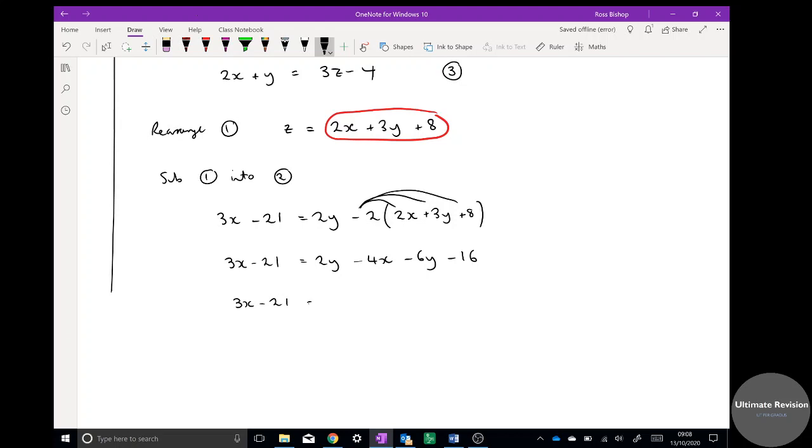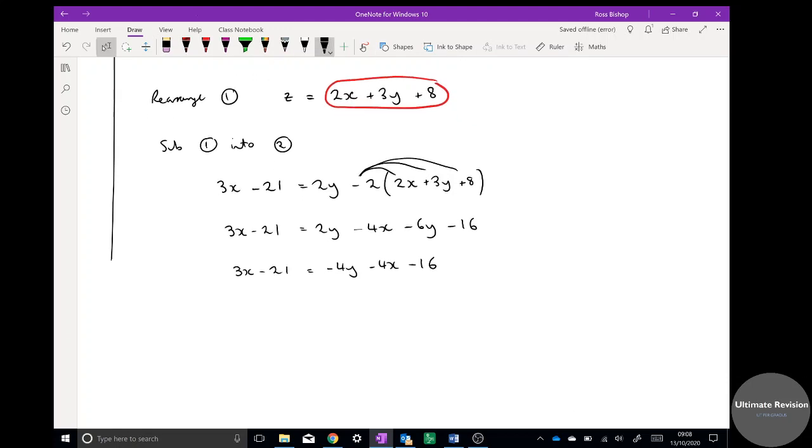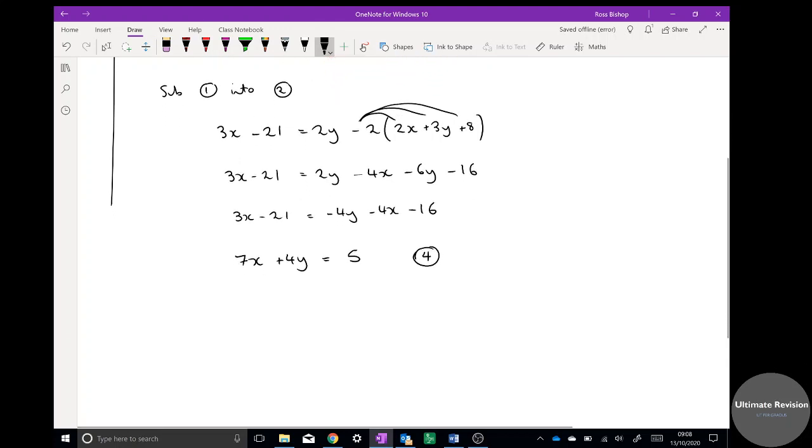3x minus 21 equals, that's going to be y. And I end up with 7x on that side, plus 4y's on the left hand side, and that's going to equal 5. I'm going to call that equation, not equation 2, we've already used that. I'm going to call that equation 4. That's my new equation. Okay, so I've generated one that doesn't have z's in it at all.